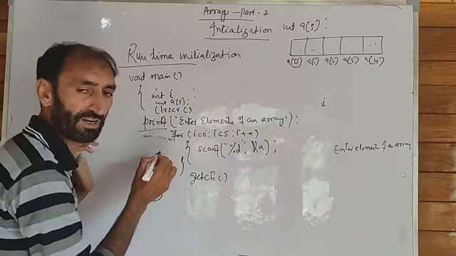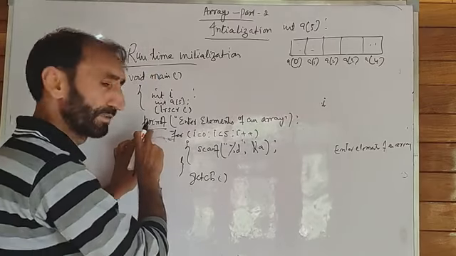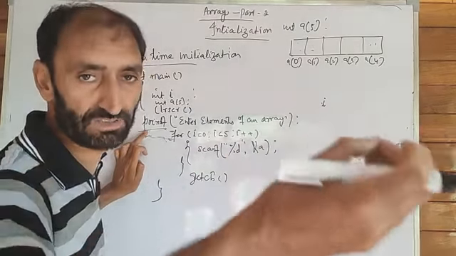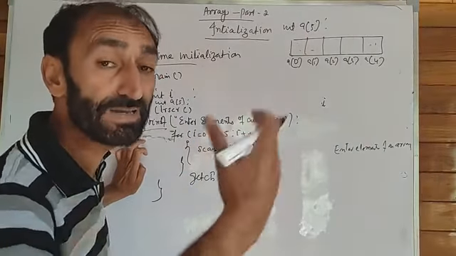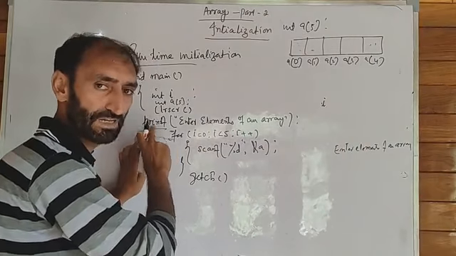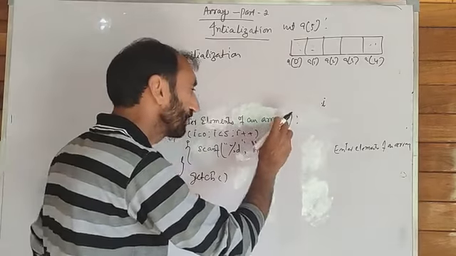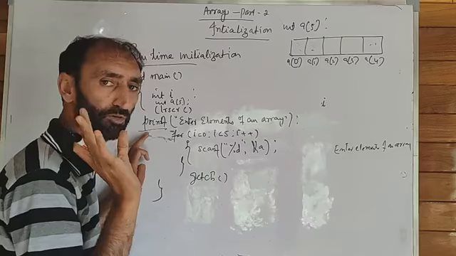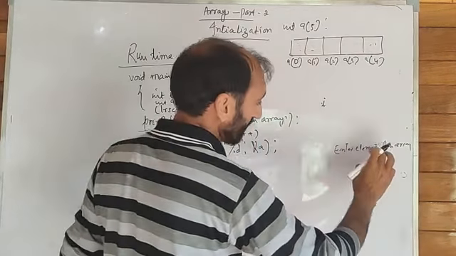We have already discussed in the previous videos that the working of printf is to display something on the computer screen. printf is an inbuilt function. Whatever is between the two double quotes will get displayed and printed on the computer screen. So it prints: enter elements of an array.